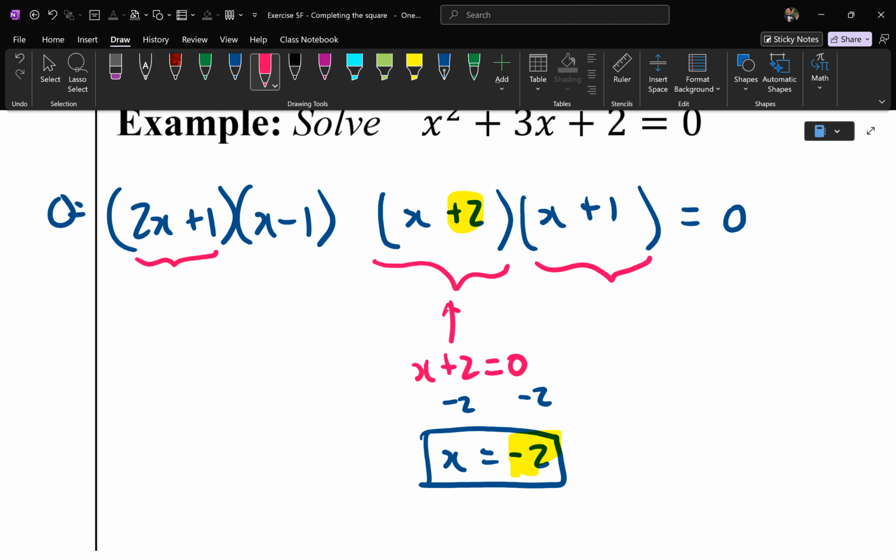Negative 1 over 2. What do you think the year 10s would have written? Negative 1 or negative 2, because they're guessing. They're not understanding the theory. They're just guessing. I have no idea what I'm doing. I'm just going to write a number because one of them is going to be correct.